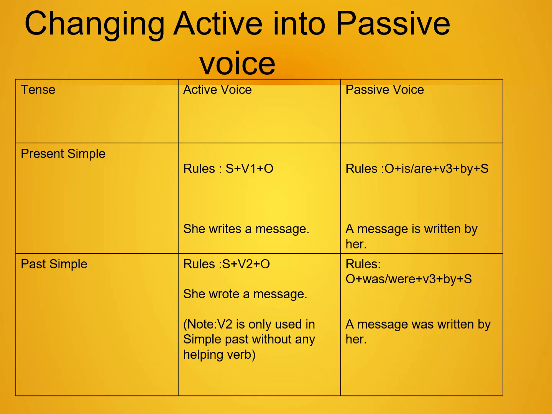Now, we will be seeing one by one the changes of active into passive voice. So in the first tense, in present simple, by using the rule we can see that subject plus V1 plus object is used, that is she writes a message. In passive voice, the rule goes like this: object plus is/am/are plus V3 plus by plus subject, that is a message is written by her.